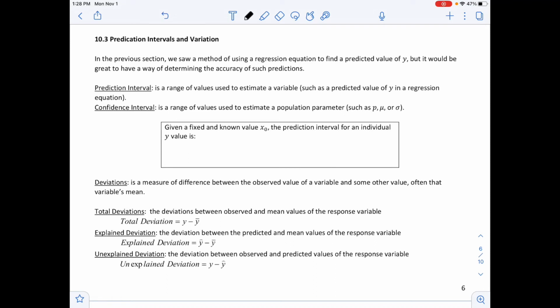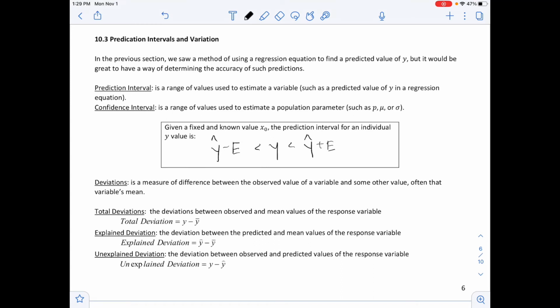And a confidence interval is a range of values used to estimate a population parameter, such as p, mu, or sigma. Given a fixed and known value of x naught, the prediction interval for an individual y value is going to be such that the true y value is between y hat, which is what we use to estimate, plus or minus that error. So y hat minus e and y hat plus e.